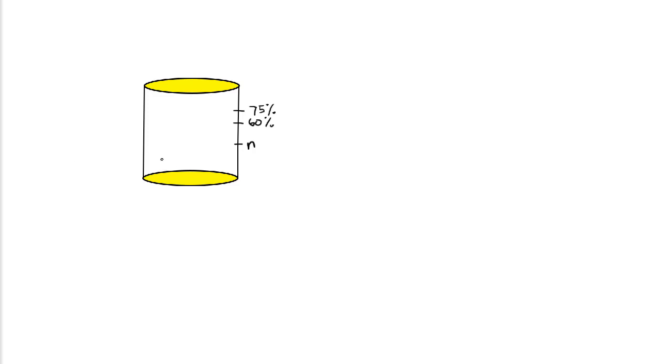In problem 90, we're told we have a tank or a cylinder, and it holds N liters at the start. We add 10 liters, and that raises the level up to 60% full. We then add another 6 liters, and that raises the level of the tank up to 75% full. So there are a couple of different ways we can look at that.